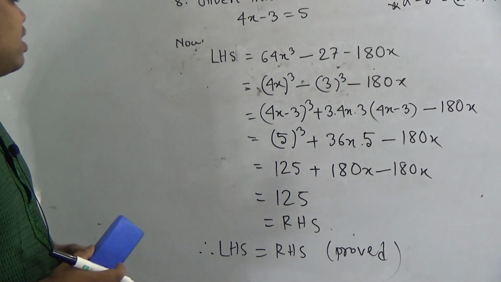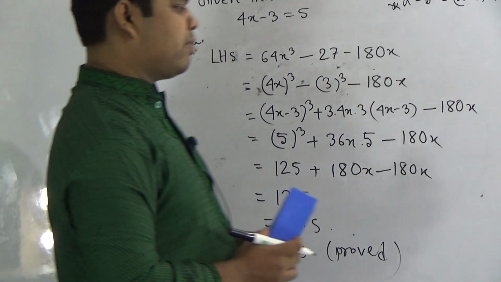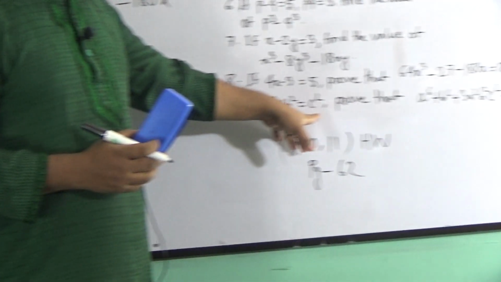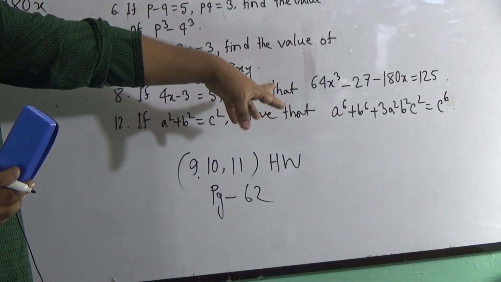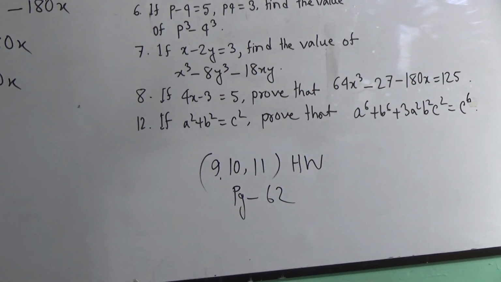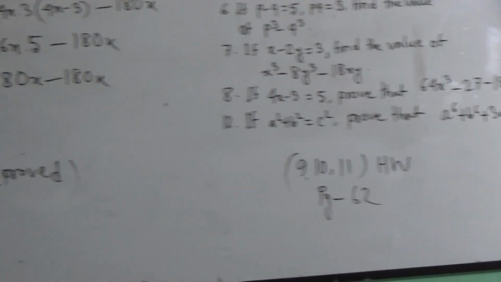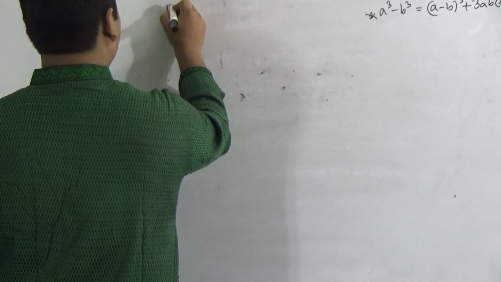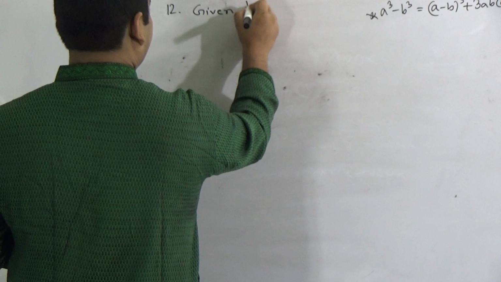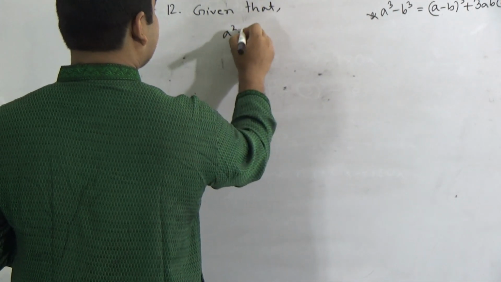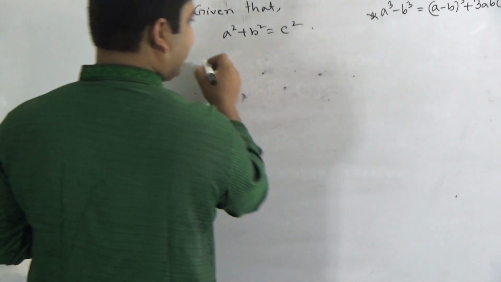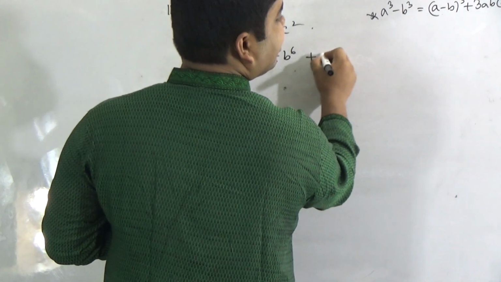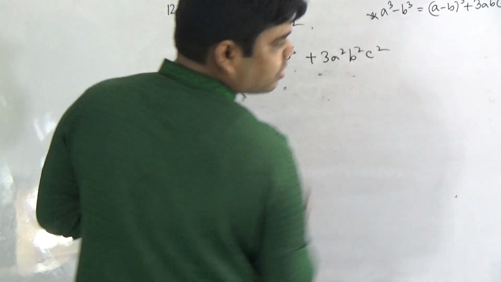I hope you have understood. Next, our last question, question number 12, same as question number 8. If a square plus b square equal to c square, prove that a to the power 6 plus b to the power 6 plus 3a square b square c square equal to c to the power 6. So first of all, we write given that, as usual: a square plus b square equal to c square. Now the left hand side, which is a to the power 6 plus b to the power 6 plus 3a square b square c square.